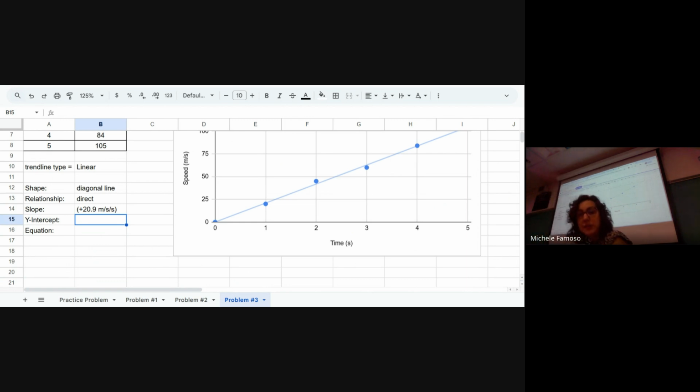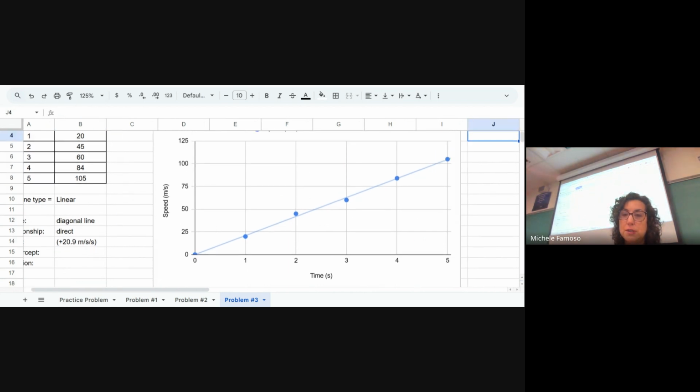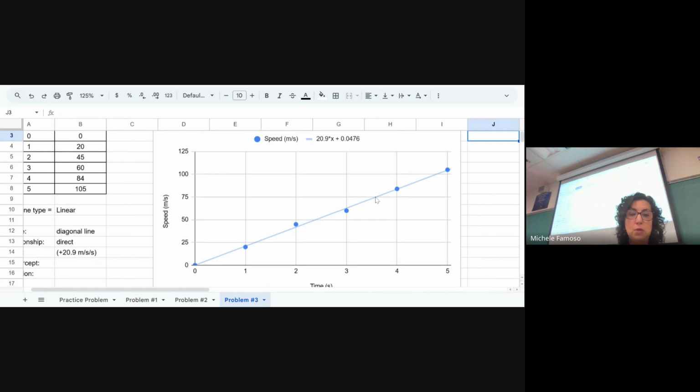All right. What's the y-intercept of this graph according to the equation that Google Sheets gave you? Who can tell me the y-intercept? One? No, not according to the equation. You have to use the Google Sheet equation to give you the y-intercept. Ryder, can you help me with that?